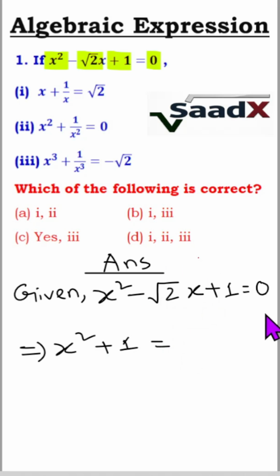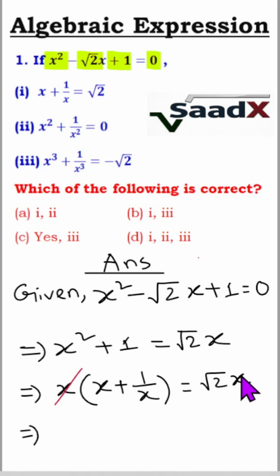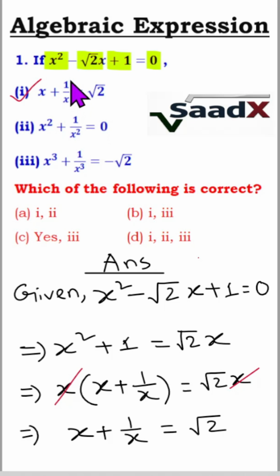We can transfer to the right side. It means we are adding root 2x to both sides. Now we can take common x. So here will be x plus 1 by x equals root 2x. Then we can divide both sides by x, so this x and this x will be out. So we can write x plus 1 by x equals root 2. Okay. Now look, the first expression is right. Here x plus 1 by x equals root 2.